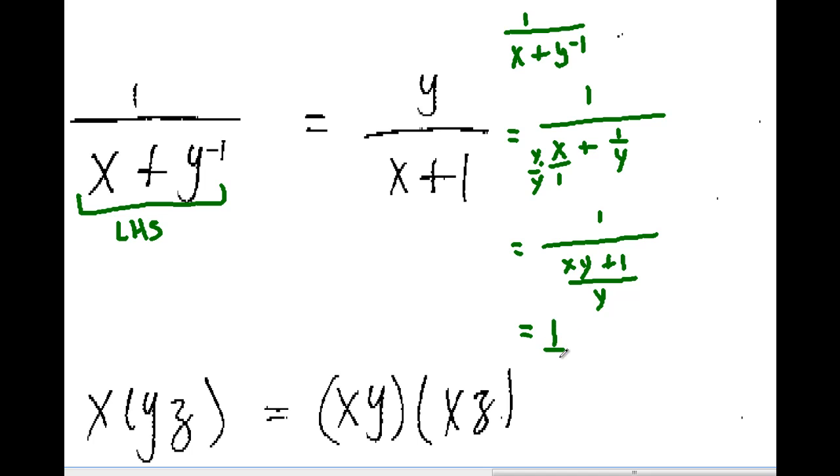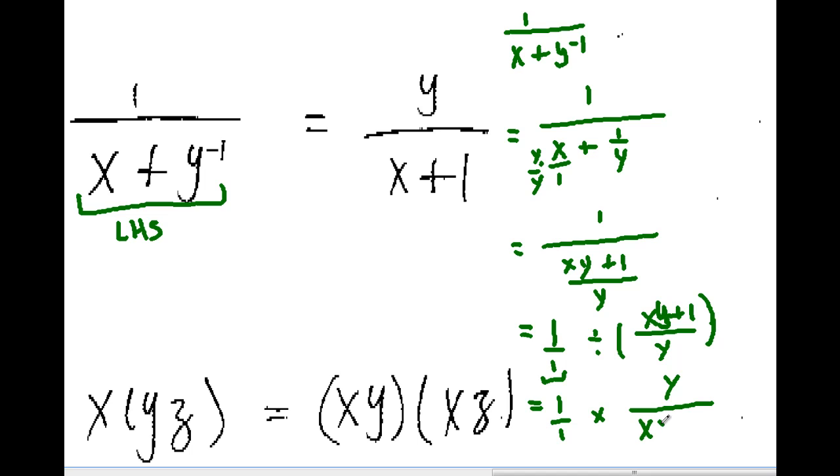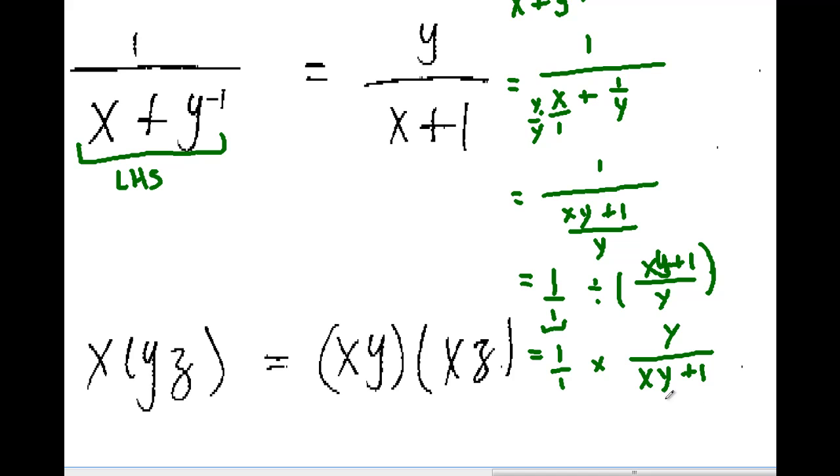And this is really 1 over 1 divided by xy plus 1 over y. So we're going to keep the first term, which is really 1 over 1, times, we're going to reciprocate it, or flip this one, xy plus 1. So your answer, as you can tell from here, is going to be equal to y divided by xy plus 1.